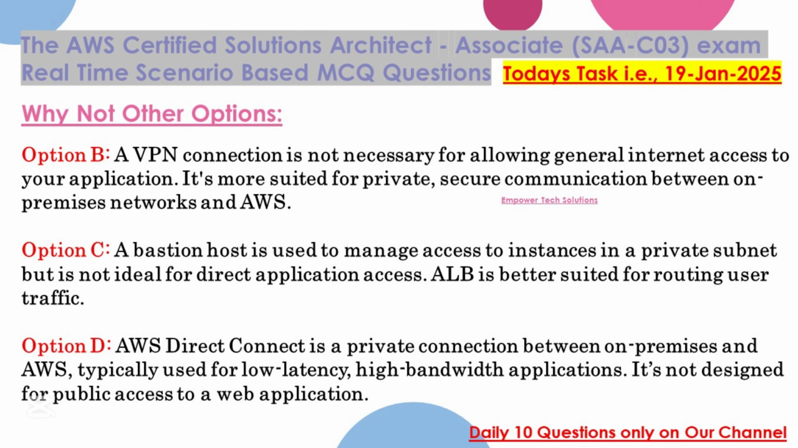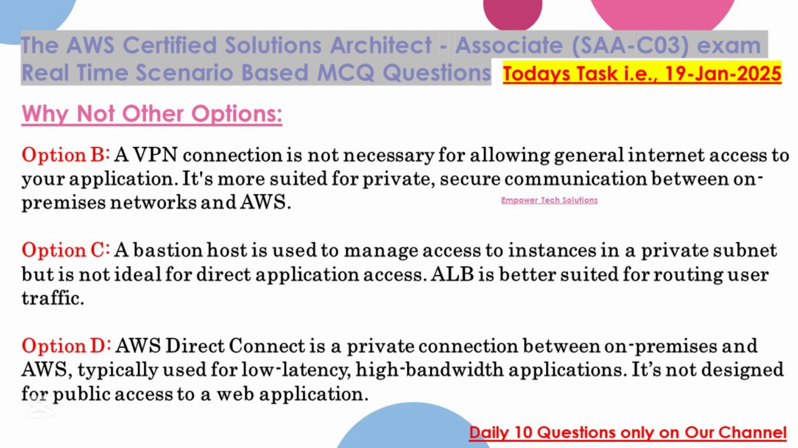Why not other options? Option B, a VPN connection is not necessary for allowing general internet access to your application. It's more suited for private, secure communication between on-premises networks and AWS. Option C, a bastion host is used to manage access to instances in a private subnet but is not ideal for direct application access. ALB is better suited for routing user traffic.